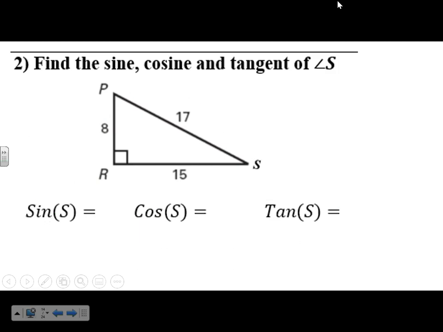Now we're talking about angle S. So this is going to be the opposite. This is the adjacent. This is the hypotenuse. So the sine, so SOH, the opposite over hypotenuse. So CAH for cosine, adjacent over hypotenuse. And TOA, opposite over adjacent, 8 over 15.